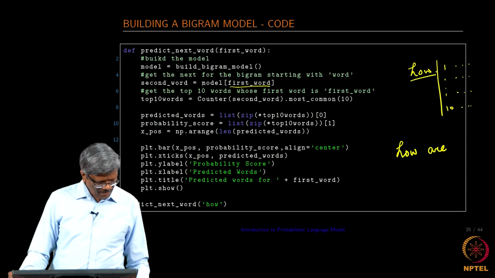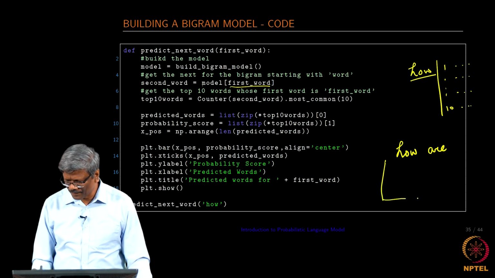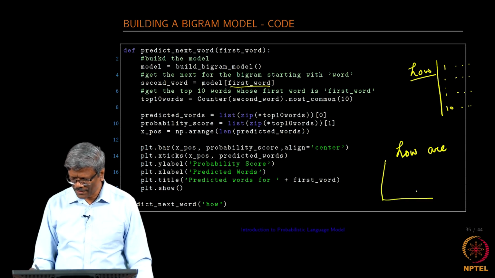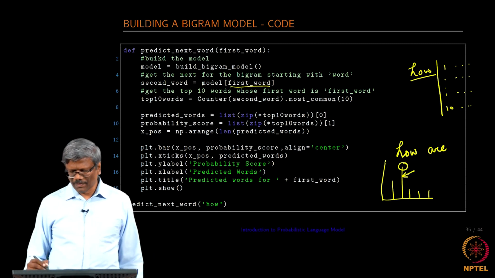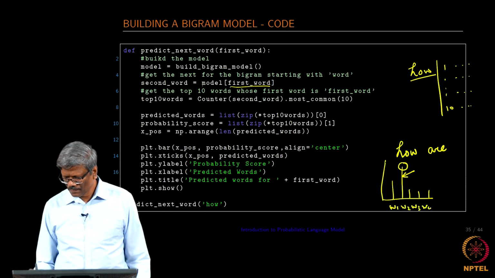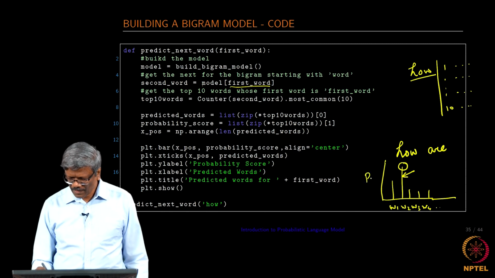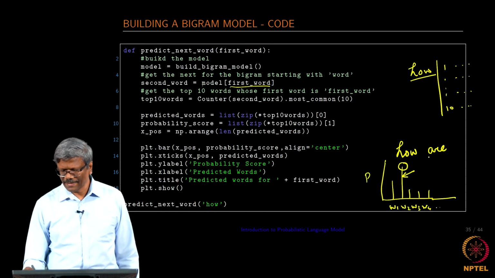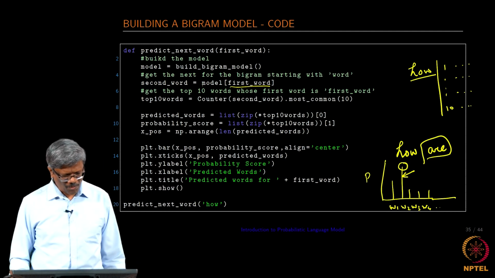Let us see how it happened, and then we can plot it. I am sure you remember those plots, like this, and then we pick this particular word. These are the words, and the one which has the highest probability will be picked as the next word, or predicted as the next word for how.